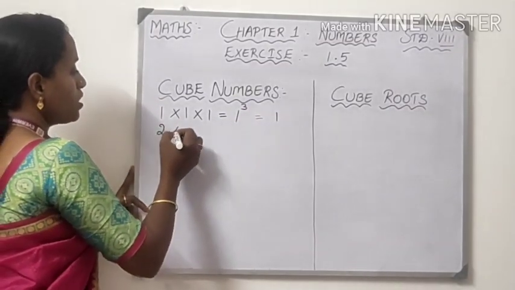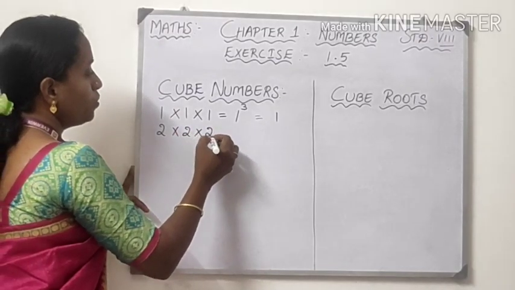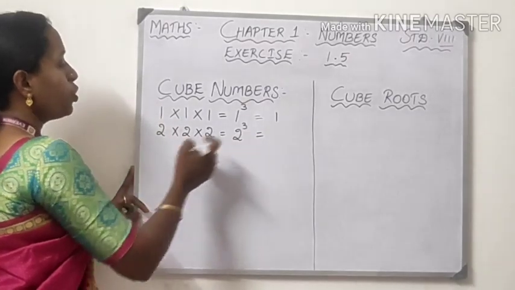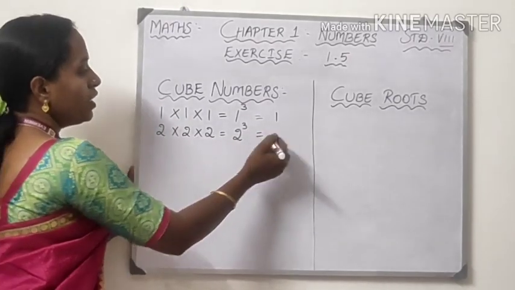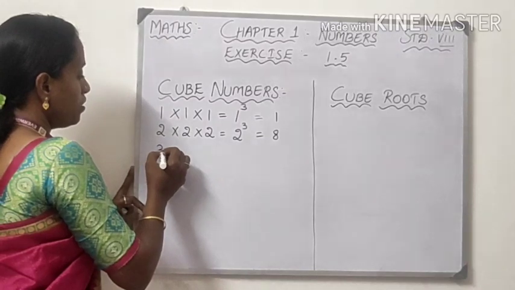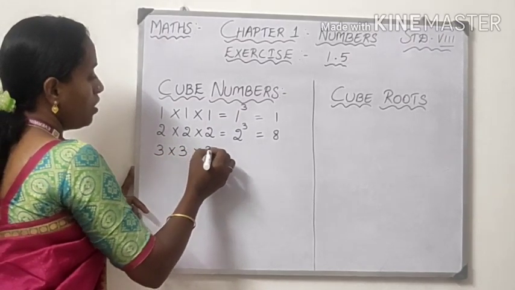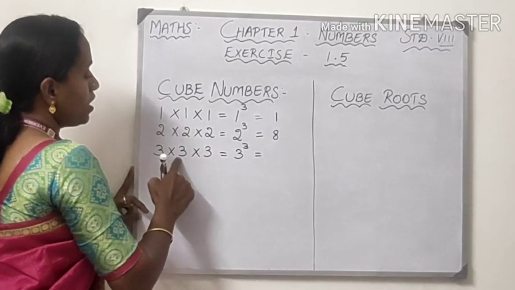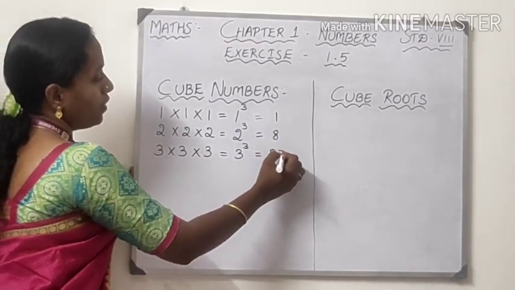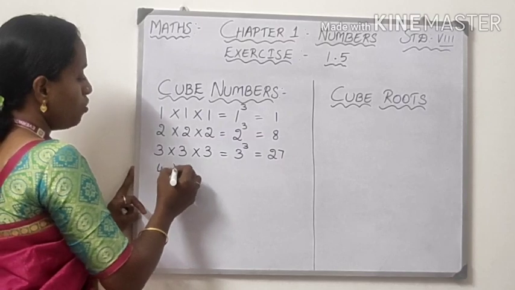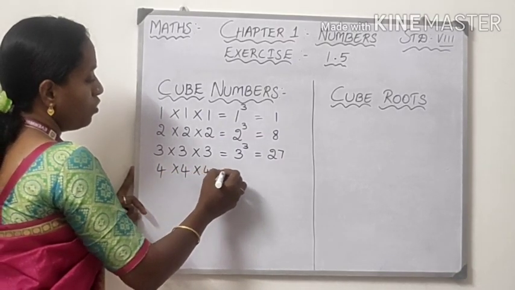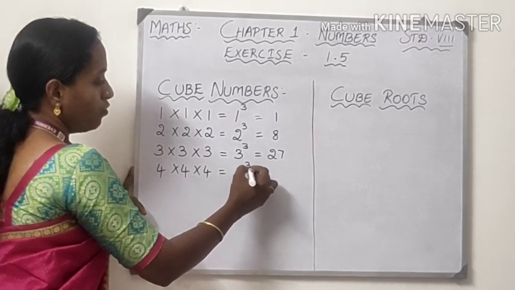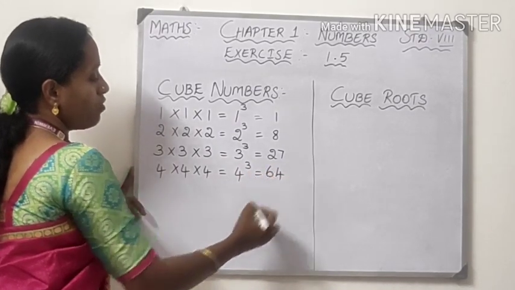Then 2 into 2 into 2 can be written in the form 2 cube. The value of 2 cube is 2 2s are 4, 4 2s are 8. Then 3 into 3 into 3 can be written in the form 3 cube. 3 3s are 9, 9 3s are 27. Next 4 into 4 into 4. 4 4s are 16, 16 into 4, 64. So this can be written in the form 4 cube. The value of 4 cube is 64.